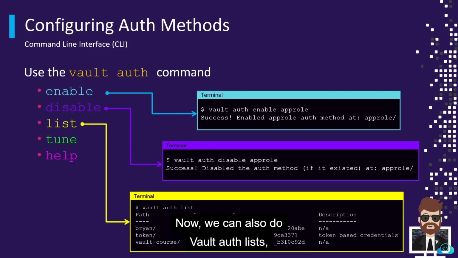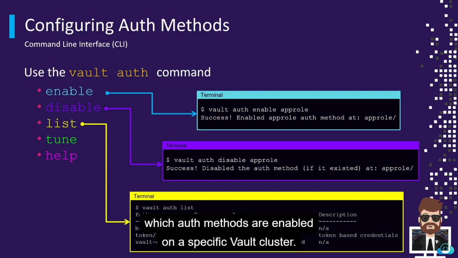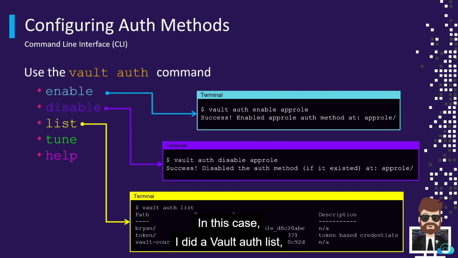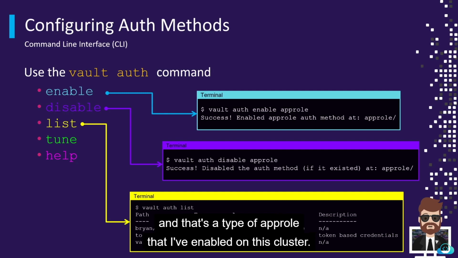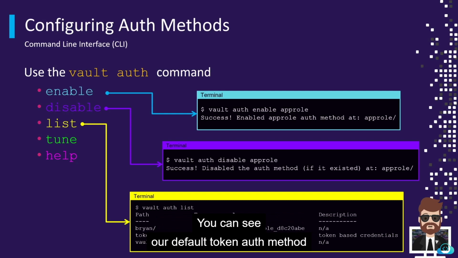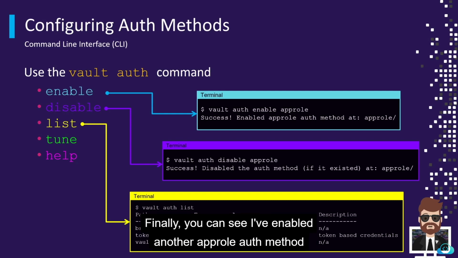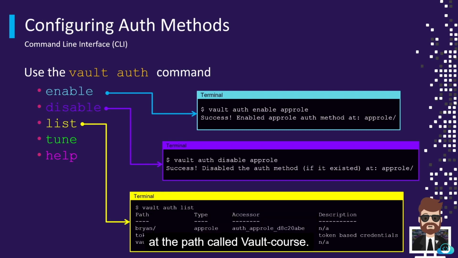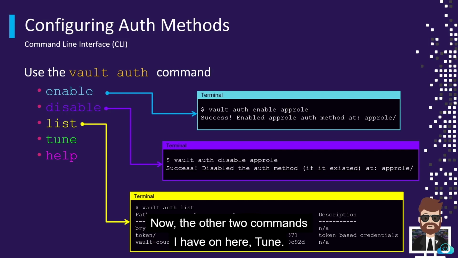Now we can also do vault auth list, and that's an easy way to quickly determine which auth methods are enabled on a specific Vault cluster. So in this case, I did a vault auth list, and you can see that I have a path of Brian, and that's a type of approle that I've enabled on this cluster. You can see our default token auth method enabled here at the path of token. And finally, you can see I've enabled another approle auth method at the path called vault-course.